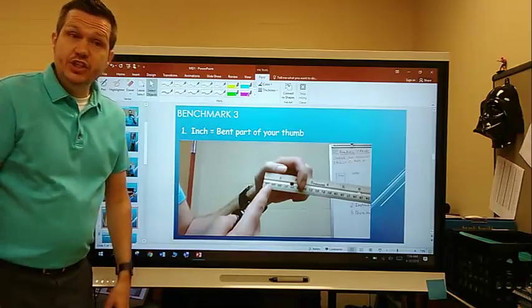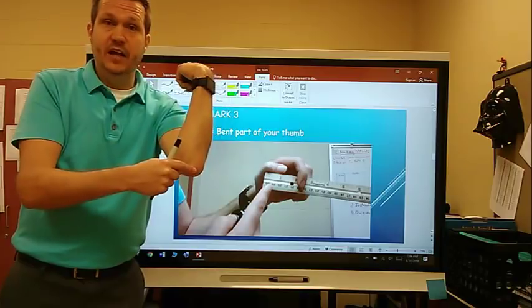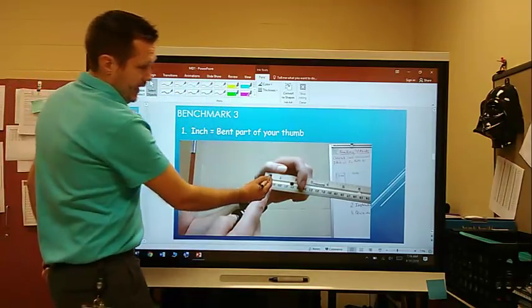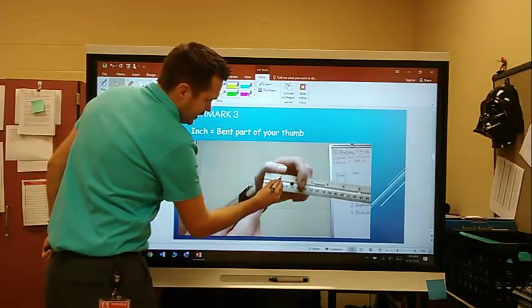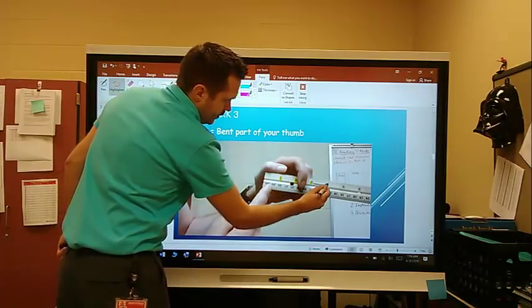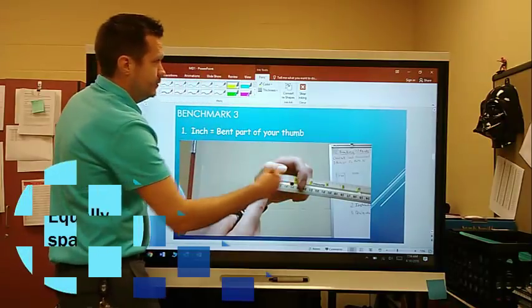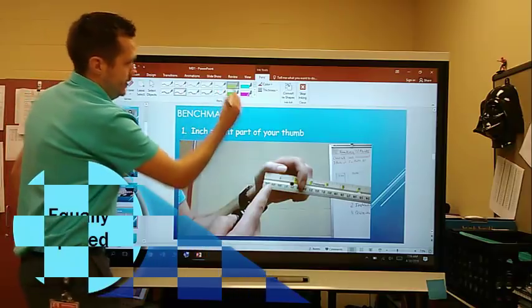So when you're looking to measure objects that are smaller than your wrist to your elbow, you're then going to be using what's called the inch. And that is the part on the ruler right here. See this number right there? That's 1 inch, 2 inches, 3, 4, 5, 6. Remember what I said, they're all equally spaced too. So those are our different inches there.